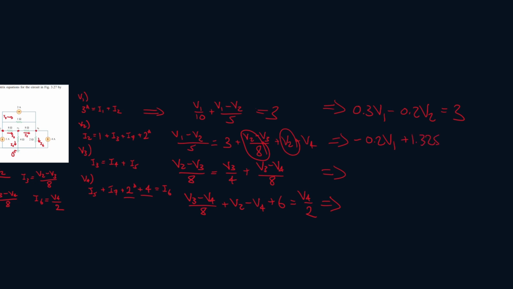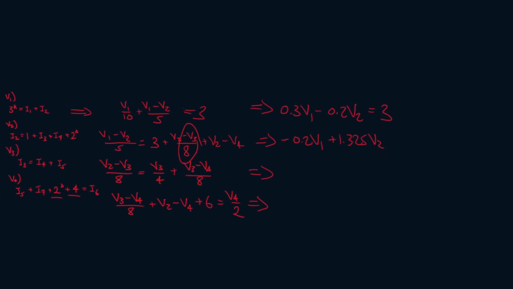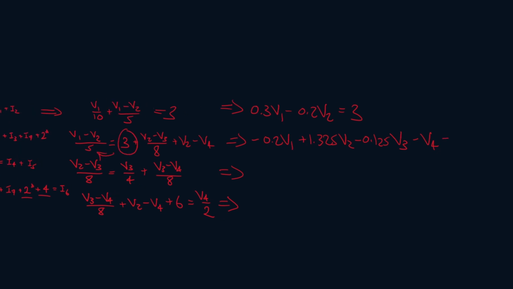1.325. Wait, hold on, let me double check that. Yep, correct. Now we have this one, minus V3 over 8, which is minus 0.125 V3. Then we have just minus V4. And let's bring this 3 to the other side, so it'll be equal to minus 3.